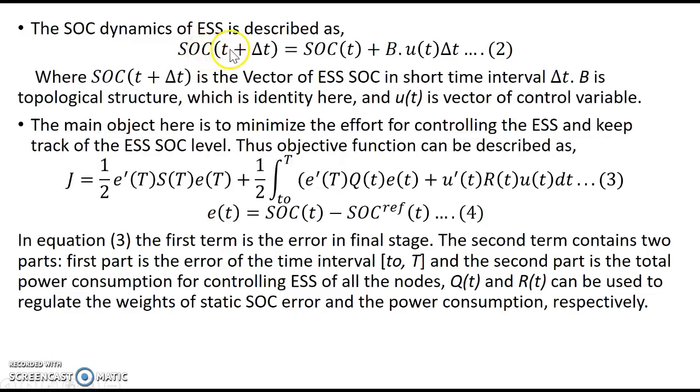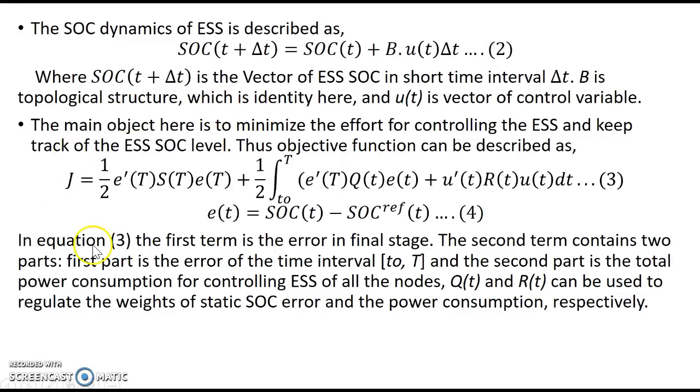We can see from there SOC(t plus delta) is SOC(t) plus B dot u(t) delta. SOC(t) is the vector of energy storage system states in a short time interval delta. B is the topological structure, which is taken as identity in this case, and u(t) is a vector of control variables. The main objective is to minimize the effort for controlling the energy storage system and keep track of the energy storage system SOC level.